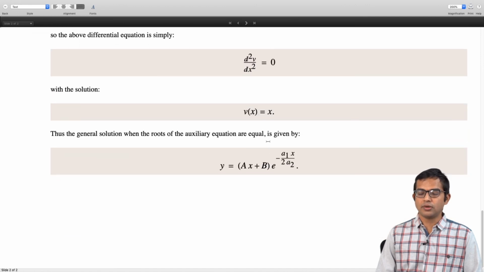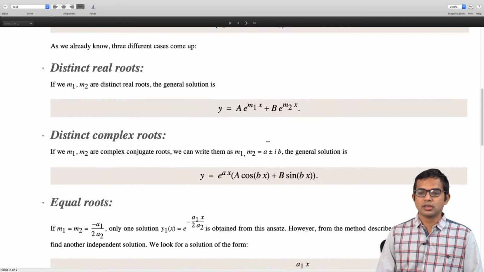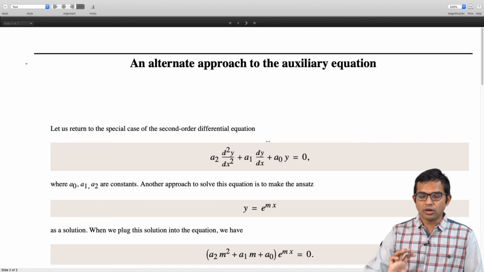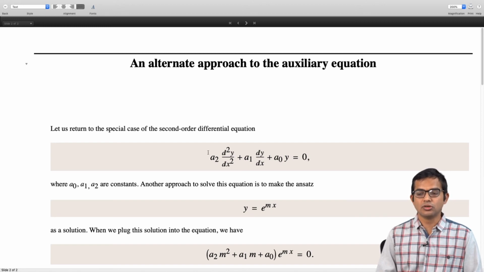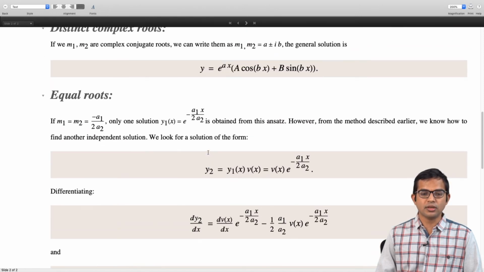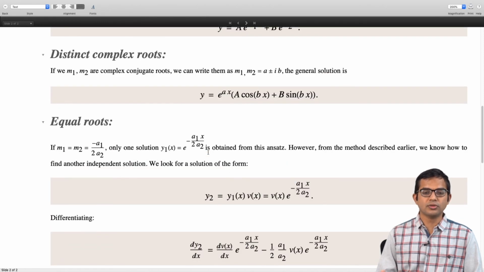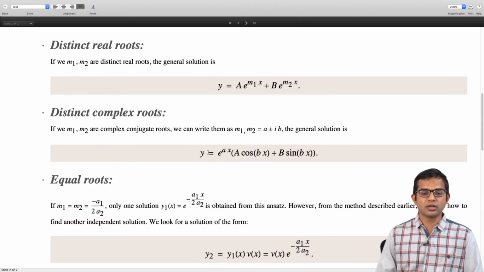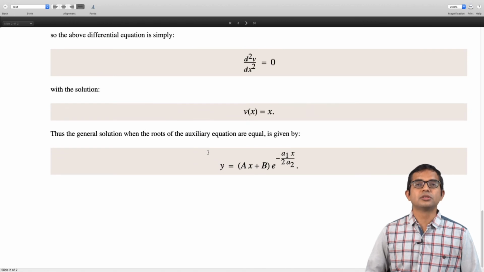So we have recovered, using this somewhat alternate approach, the same results for this homogeneous second order linear differential equation with constant coefficients. And we have made a distinction between three cases: distinct real roots, distinct complex roots, and equal roots. Okay, that's all for this lecture. Thank you.